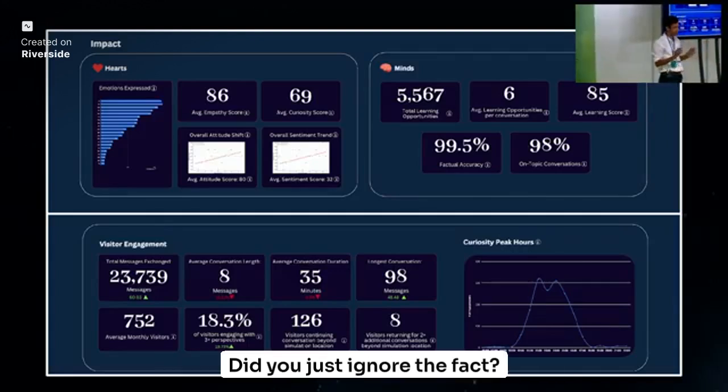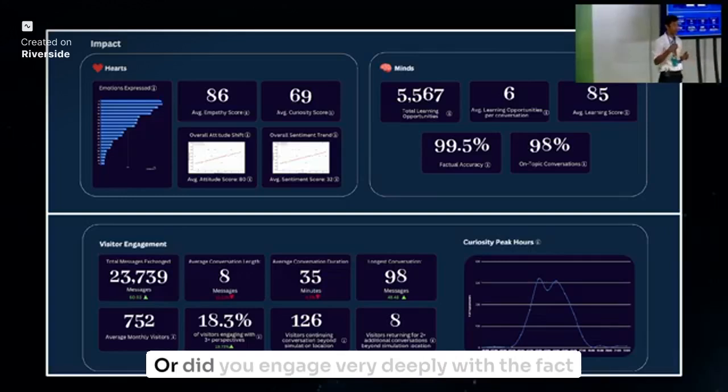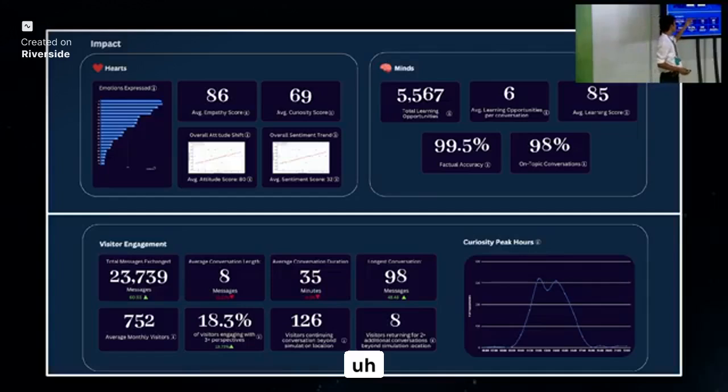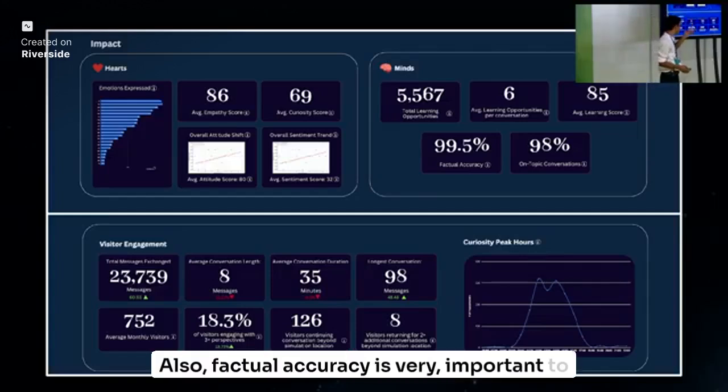Did you just ignore the fact? Or did you actually engage with the fact? Or did you engage very deeply with the fact and go back and read more about it? Also, factual accuracy is very, very important to us.